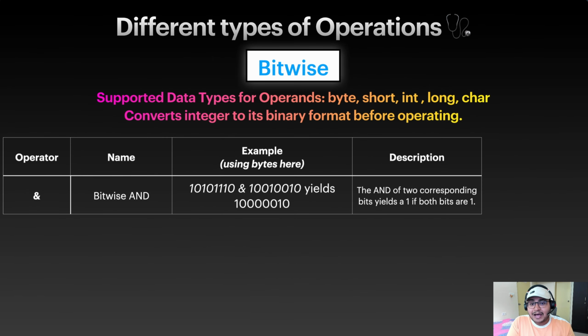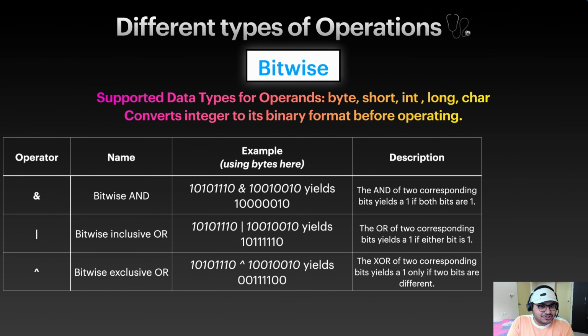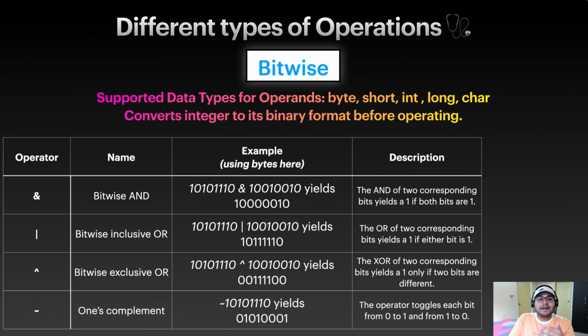Bitwise operators are similar to the logical operators that we just discussed, but they operate on individual bits of an operand. The supported data types for bitwise operations are byte, short, int, long, and char. Java offers 4 bitwise operators: bitwise AND, bitwise OR, bitwise exclusive OR, and one's complement or the negation. Let's see all of them in action.